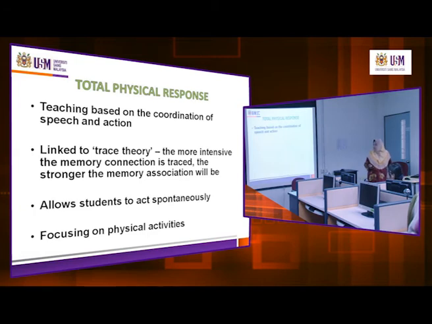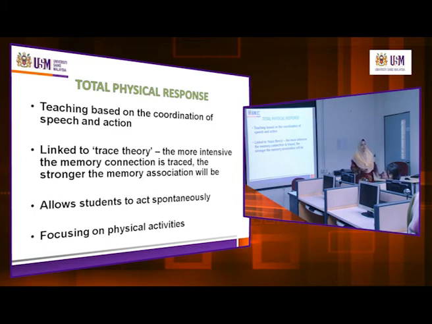Teaching is based on the coordination of speech and action. If you watch the video just now, the teacher says something and there is an action accompanying the speech. So teaching is based on coordination of speech and action. It's always linked to trace memory. This is what James Asher came up with.